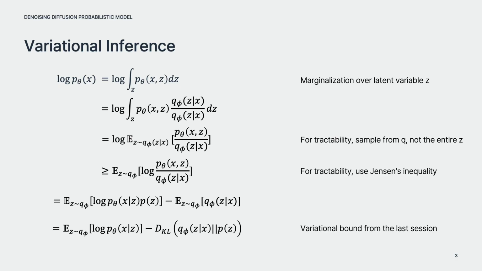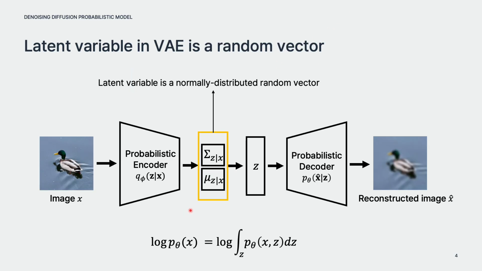After a few tweaks, you can see that this objective is equivalent to the variational inference objective you've seen in the last session. We also learned about a model using variational inference, and that is VAE, the variational autoencoder. We won't go into the details of VAE here, but the essence of VAE is that the latent variable is a normally distributed random vector.